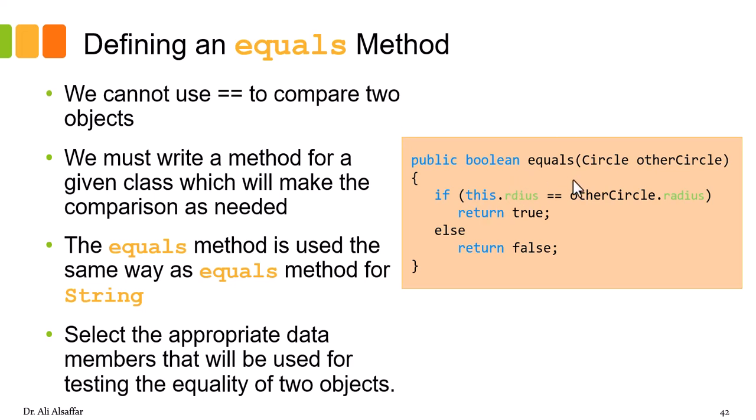This is an example also for circle. And if you want to write the equals method for circle, you write public boolean, and the name will be equals, and see we are using the name of the class for the other object that's coming from outside, which is called other circle. So inside it will check for the two radiuses. If the current radius is equal to the radius of the other object coming from outside, then it will return true, otherwise it will return false.